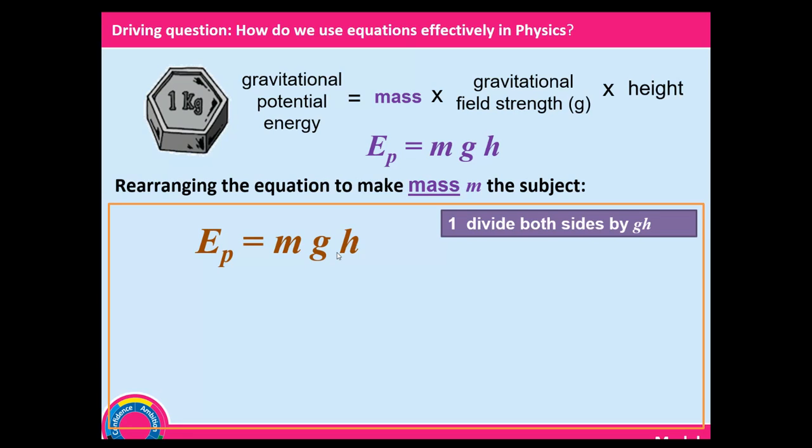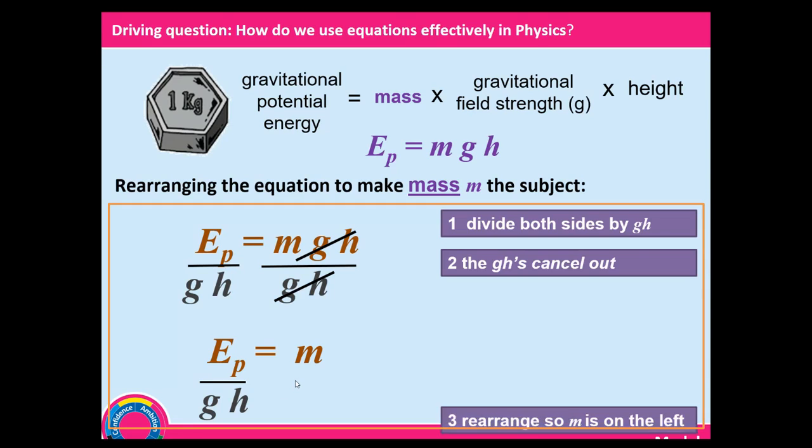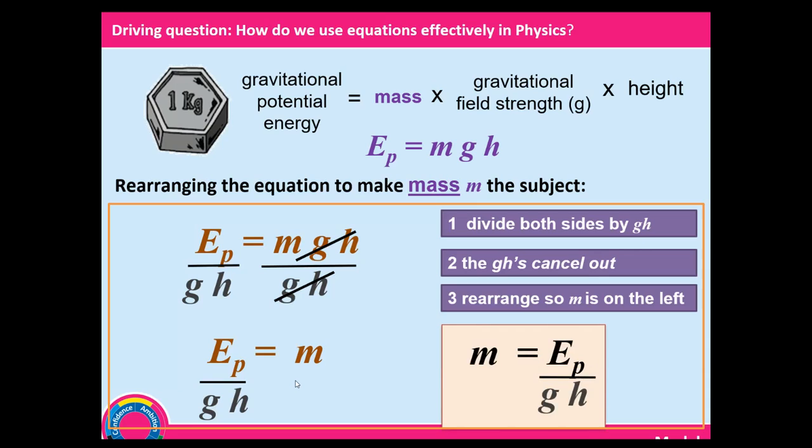If we divide both sides by gh, this is what we'll get. Now, if you notice on this right-hand side of the equation, g and h is in the numerator, and g and h is also in the denominator. So the gh will cancel out, and we'll be left with EP over gh equals m. Now, like in the other cases, we just need to rewrite the equation such that the m is on the left-hand side and EP over gh on the right-hand side. And that's how we rearrange the equation to make m the subject of the formula. Hope you had it right.